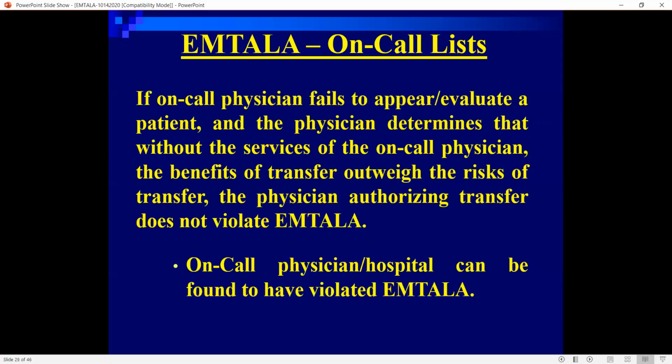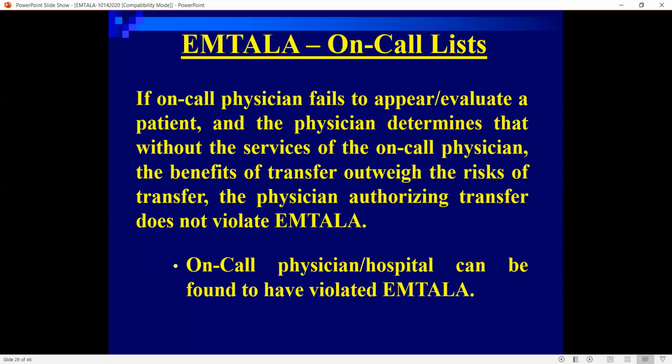Next slide, please. So if an on-call physician fails to evaluate a patient and the ER physician determines that without the services of the on-call physician, the benefits of transfer outweigh the risks of transfer, the physician authorizing transfer does not violate EMTALA. This is somewhat rare, but these rare occasions are the ones that may result in lawsuits. If there's a disagreement about whether the on-call physician needs to be in there, and the ER physician believes the patient needs to be seen by that type of specialist, and the ER doctor believes that the benefits of the transfer outweigh the risk of not having that evaluation, then you can defend against an EMTALA violation.